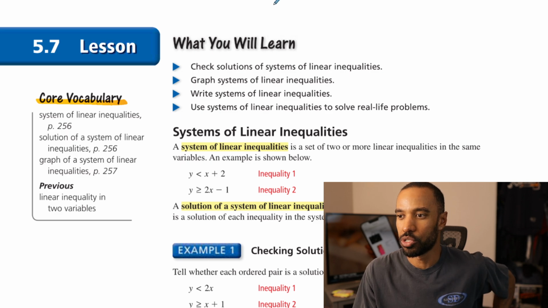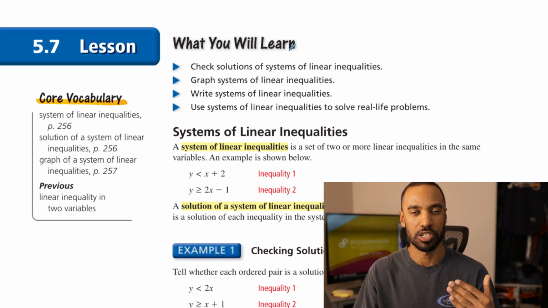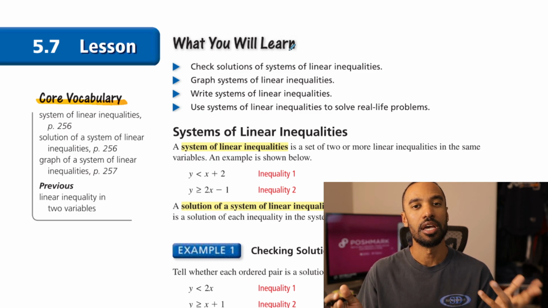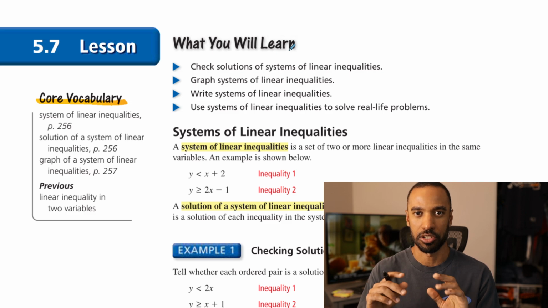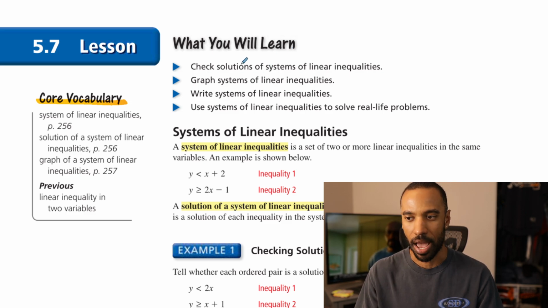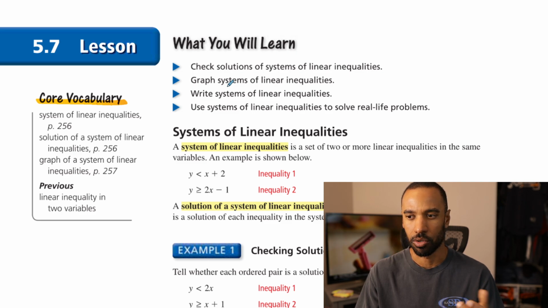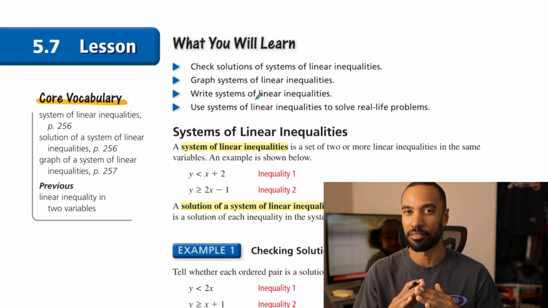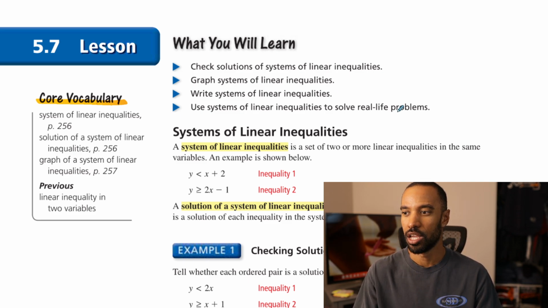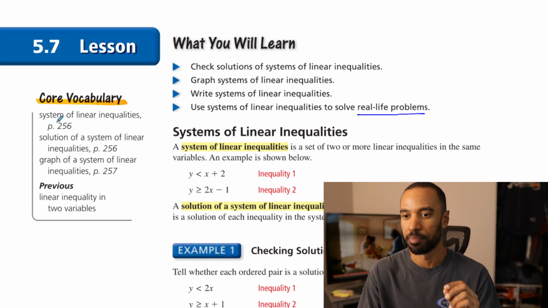We're going to check solutions of systems of linear inequalities. So that means probably plugging in the x and y and seeing if they make true statements. But remember, because it's a system, now there's more than one inequality there. It's not just a single one. We're going to graph systems of linear inequalities. To me, this is really the crux of it. Write systems, maybe that's from actually having the systems there graphed. That doesn't necessarily sound like word problems yet. Real life problems always sounds like the word problems one. So we have all four of those.